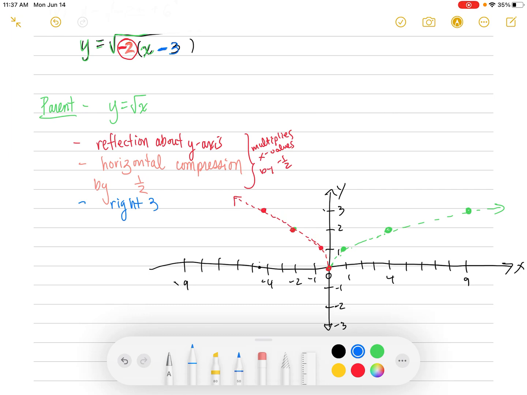Okay, now one final thing we have to do is shift everything 3 units to the right. So we're going to take the vertex, or the right endpoint of 0, 0 for the red graph, and move it to the right 3. 1, 2, 3. And we get it at 3, 0. What do we take next? Negative 1/2, 1, and we're going to move it 3 to the right. 1, 2, 3 to the right. So that would be at 2.5, comma 1.